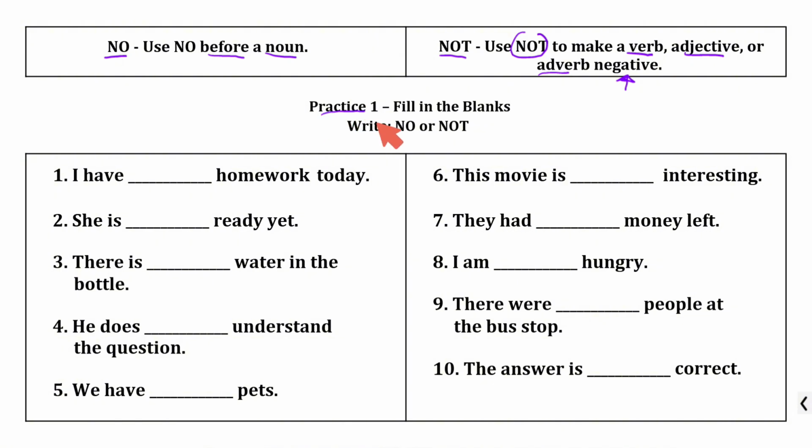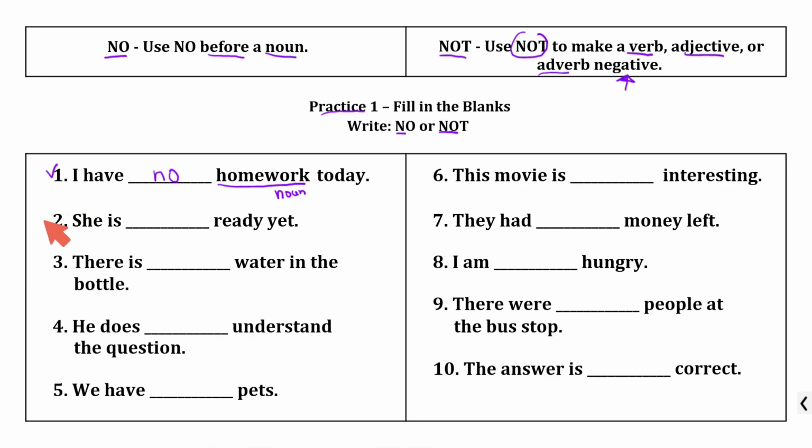Our first practice will be to fill in the blanks, write no or not. So let's look at the first one. Let's read it carefully. I have blank space homework today. And now homework. What is homework? Well, homework is a noun, so we have to use no. I have no homework today.